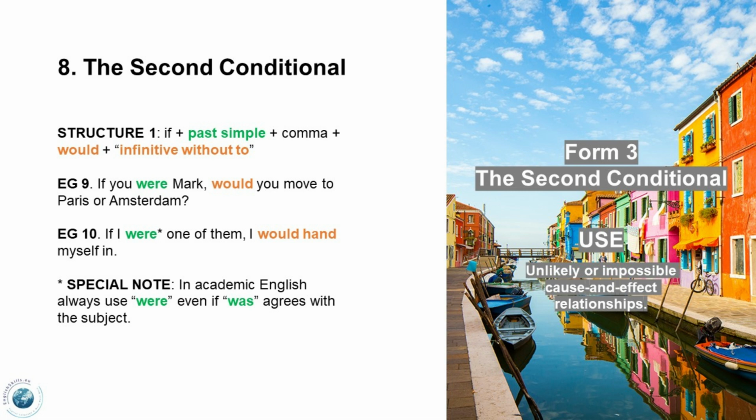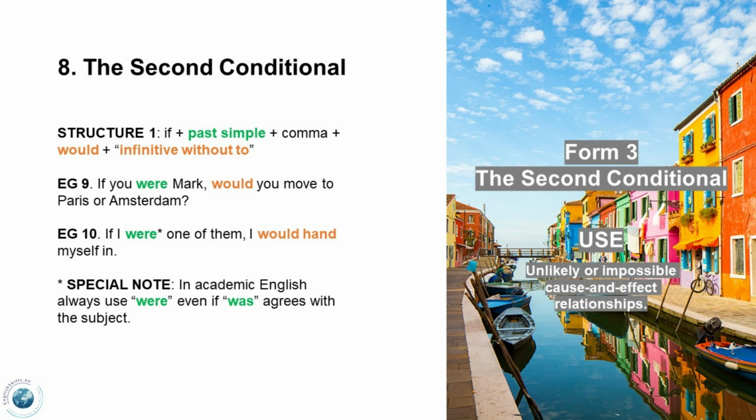In this sentence, the speaker is asking the second person to imagine being Mark. This is clearly a hypothetical situation as it is impossible to be someone else. Then, the second person is asked to give an answer. The reply would be something like, "Yes, I would," or "No, I wouldn't."